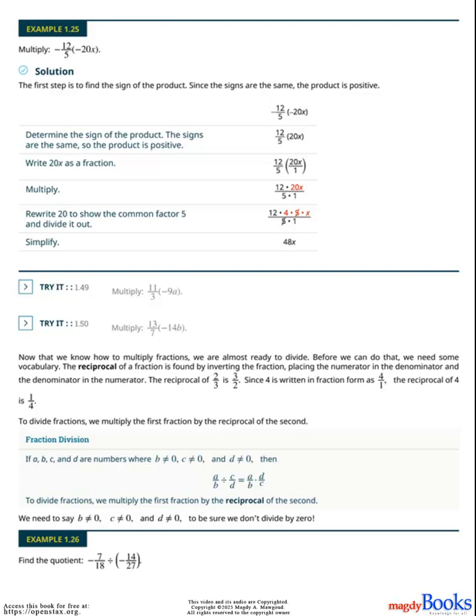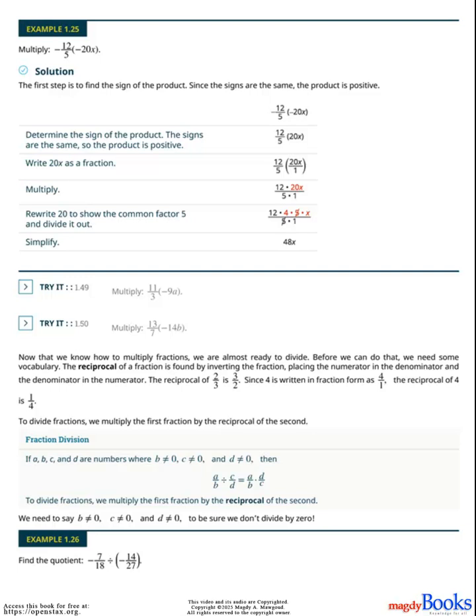Now that we know how to multiply fractions, we are almost ready to divide. Before we can do that, we need some vocabulary. The reciprocal of a fraction is found by inverting the fraction, placing the numerator in the denominator, and the denominator in the numerator. The reciprocal of 2 over 3 is 3 over 2. Since 4 is written in fraction form as 4 over 1, the reciprocal of 4 is 1 over 4. To divide fractions, we multiply the first fraction by the reciprocal of the second.